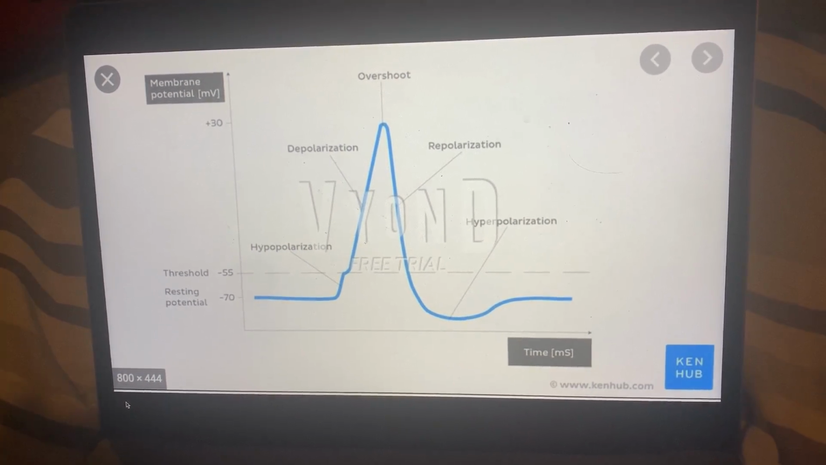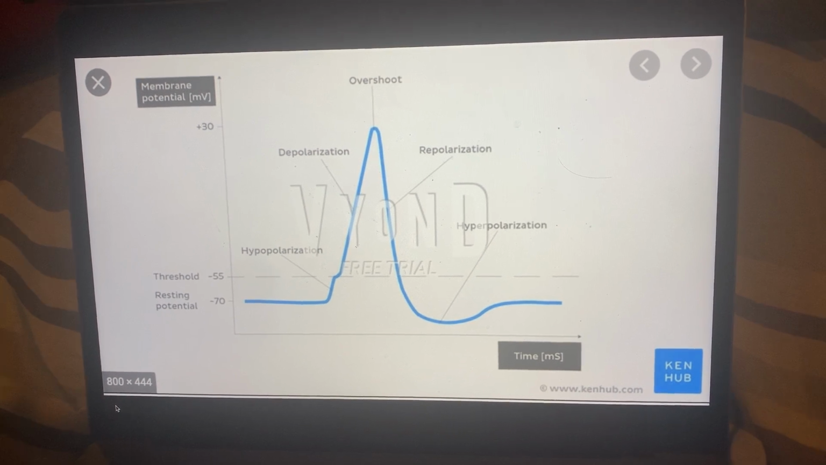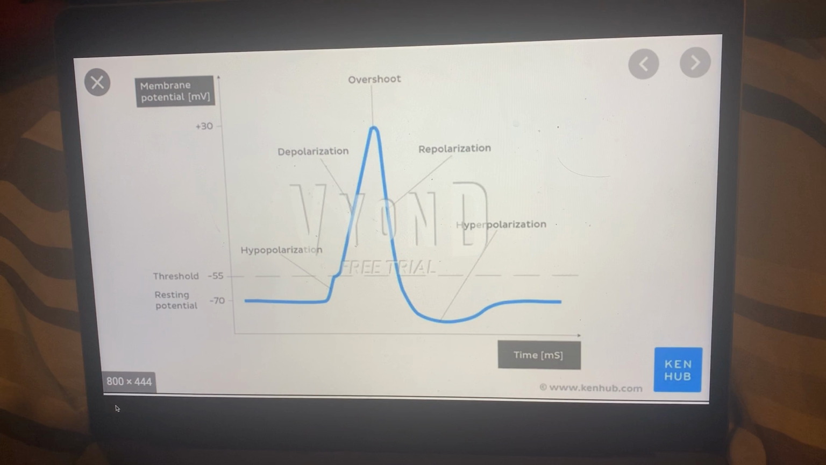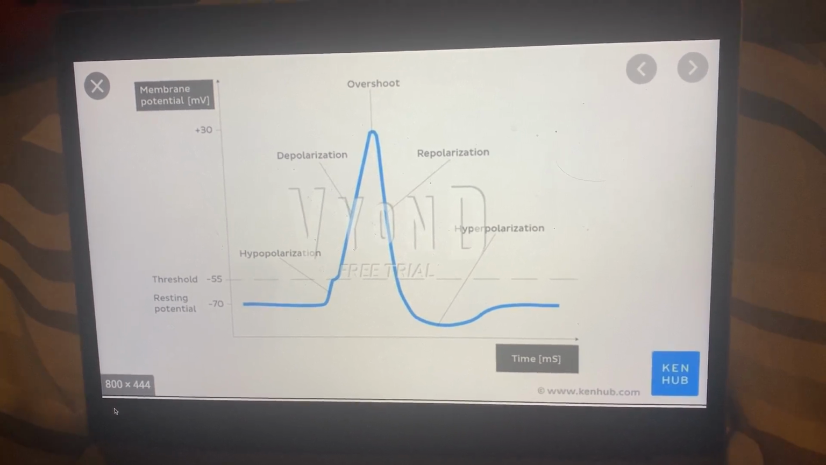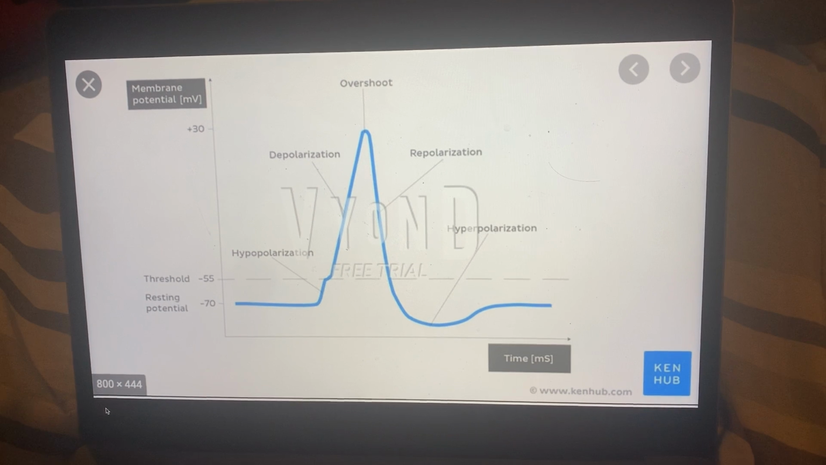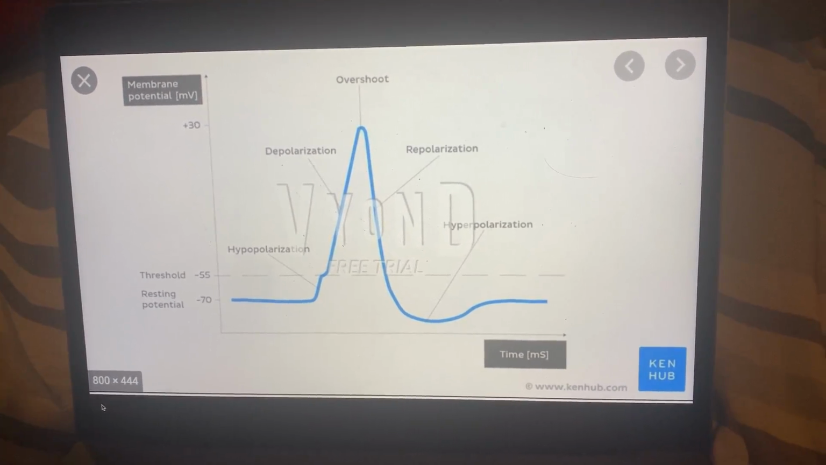When depolarization occurs, there's the opening of these voltage-gated Na plus channels. And it will go all the way, and it will overshoot the actual equilibrium potential of sodium to an area around maybe plus 30, plus 35. Once this happens, there's going to be an overshoot, and once that happens, repolarization will occur.